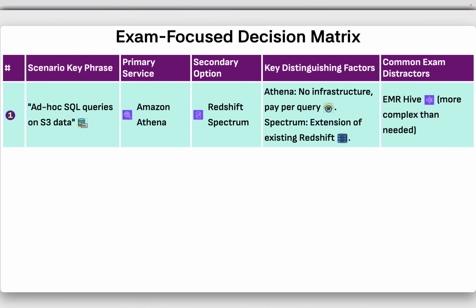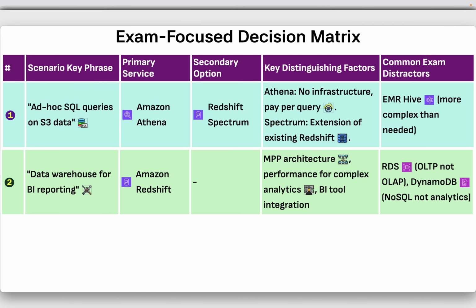Next, last section, exam focused decision matrix. So which service to choose based on what you see in the question. First, ad hoc SQL queries on S3 data. So first, if Athena is there, choose that. Second, if Spectrum is there. So key distinguishing factors: Athena, there is no infrastructure, you pay per query. Spectrum, the second option, is an extension of existing Redshift. Common exam distractors: EMR Hive, more complex than needed. So we don't have to go to Hive.